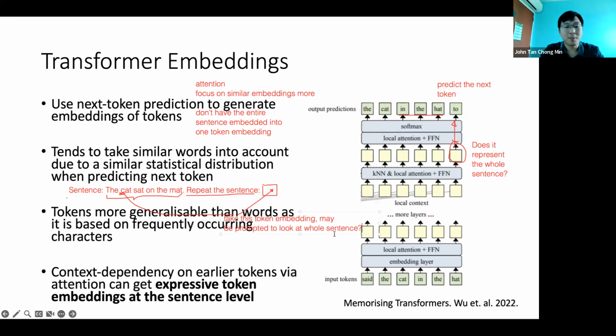This is just my very naive way of thinking. I haven't tried it out yet. But perhaps we could nudge the token embedding such that it tries to look at the whole sentence, rather than just predicting the next token, by making the objective for the next token prediction become the sentence objective. So just food for thought. I just thought of this today.